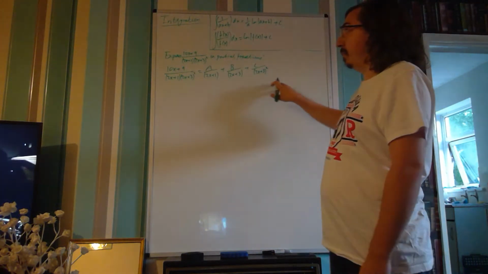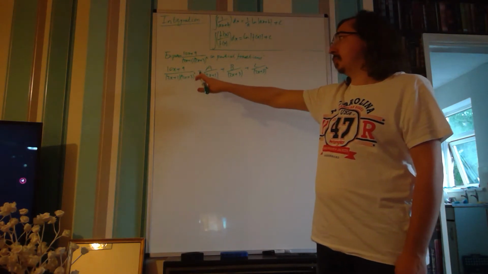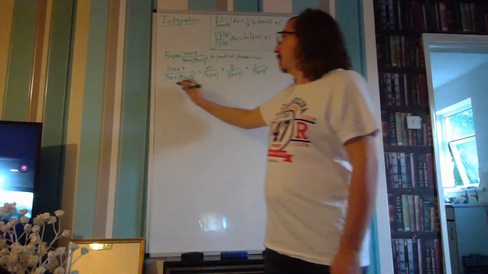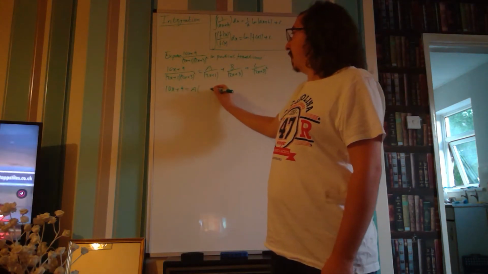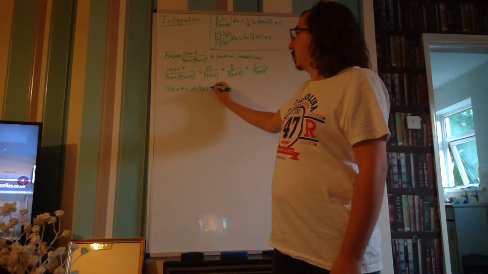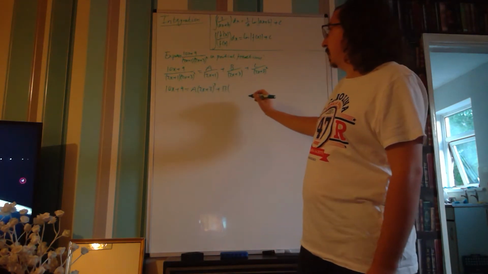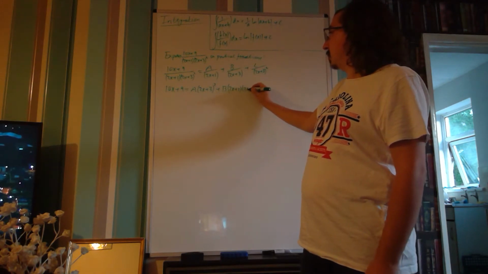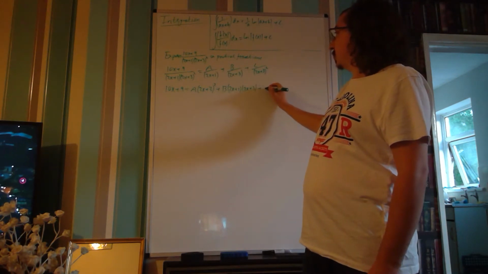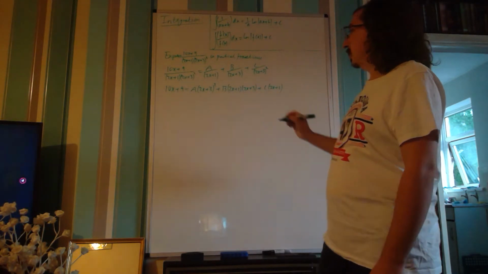Once it's in this form, we can multiply through by this denominator of (2x + 1)(2x + 3) all squared to get 10x + 9 is equal to A times (2x + 3) squared, plus B times (2x + 1) times (2x + 3), plus C times (2x + 1).